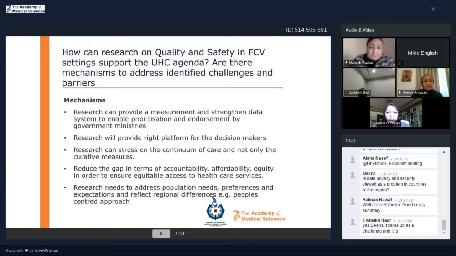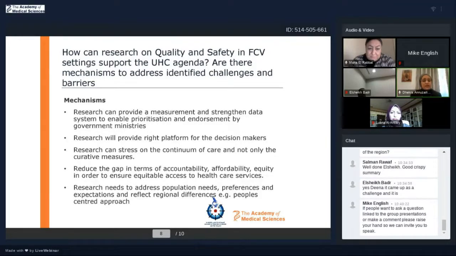In terms of mechanism, research can provide measurements and strengthen data systems to enable prioritization and endorsement by government ministries and policymakers, and that makes a platform for them. Research can stress the continuum of care, prevention and palliative care rather than curative measures. Research can also provide evidence to reduce the gap in terms of accountability, affordability and equity. Research needs to address population needs and to make programs people-centered, and search for their preferences and needs.